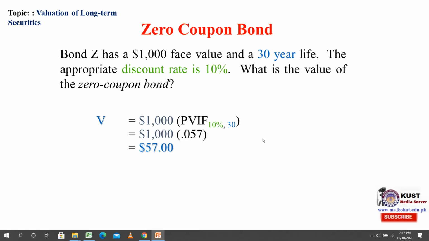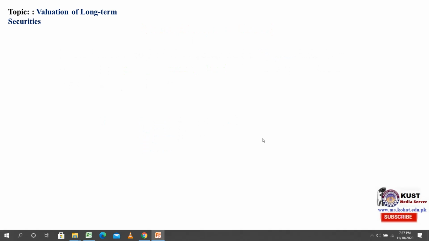In the present value single amount table, we will see the figure in the column of 10% and in the row of 30 years. So 1000 multiplied by 0.057. So if it is a 30-year life and your required rate of return is 10%, this bond will be viable if you buy it at 57 rupees based on your discounted required rate of return.